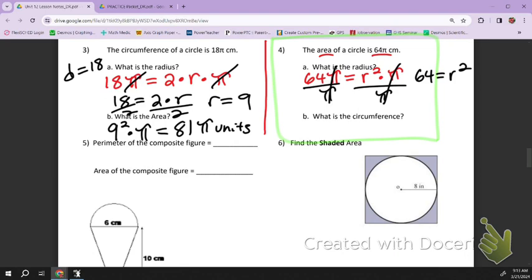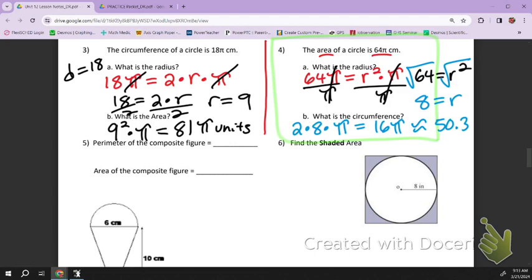How do I get rid of a square? Square root. So then this means r is 8. Okay? So now I have to do the circumference, which is 2 times 8 times pi. If I leave it exact, it's 16 pi. If I multiply it out, it's about 50.3. What questions do we have about working backwards?